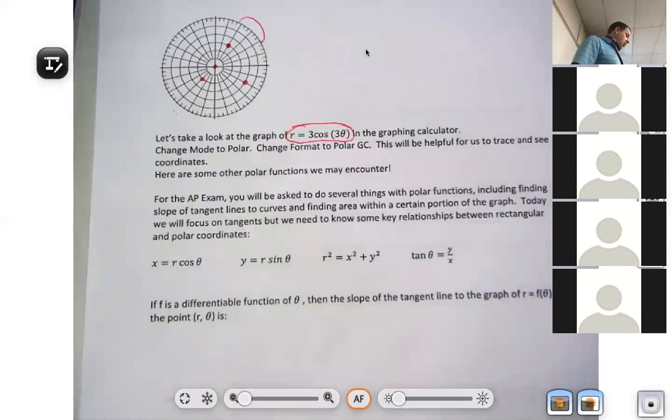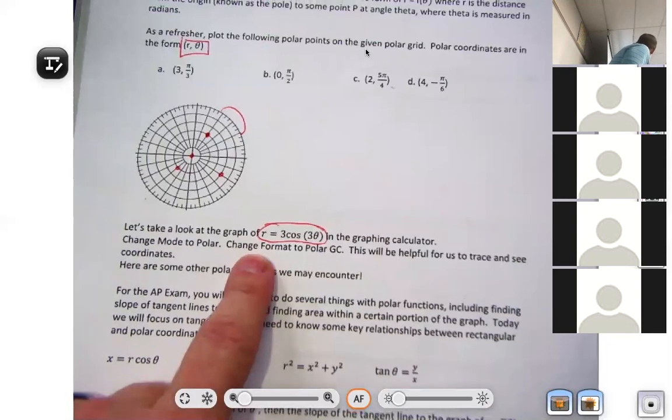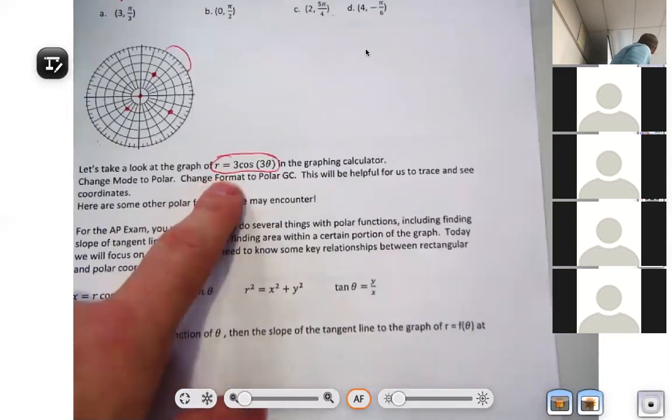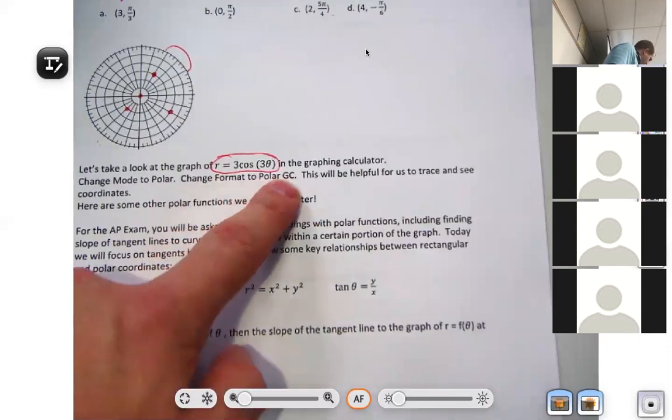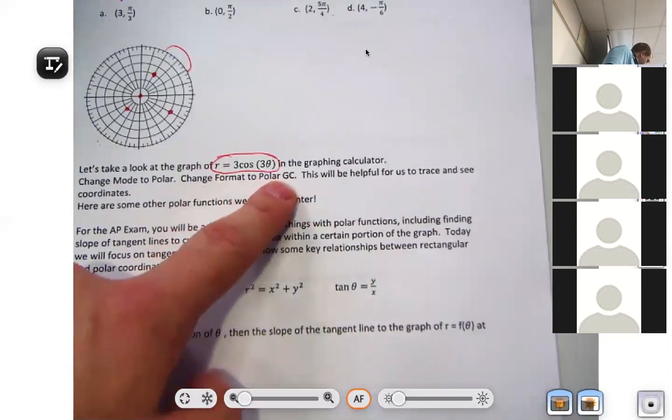Oh, wait. So I also wrote on here, change the format to polar GC. I don't know what that means. What was I going with there?